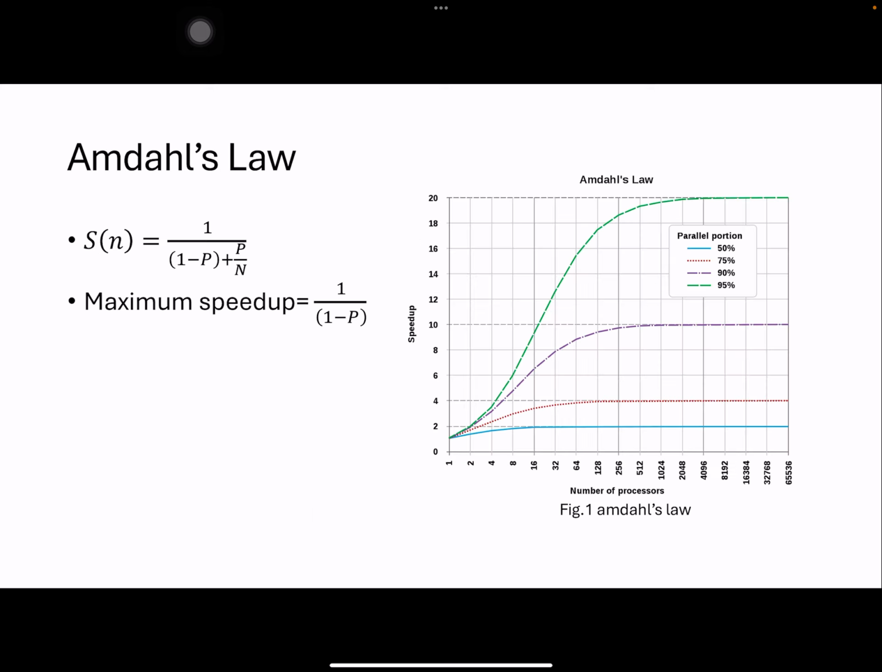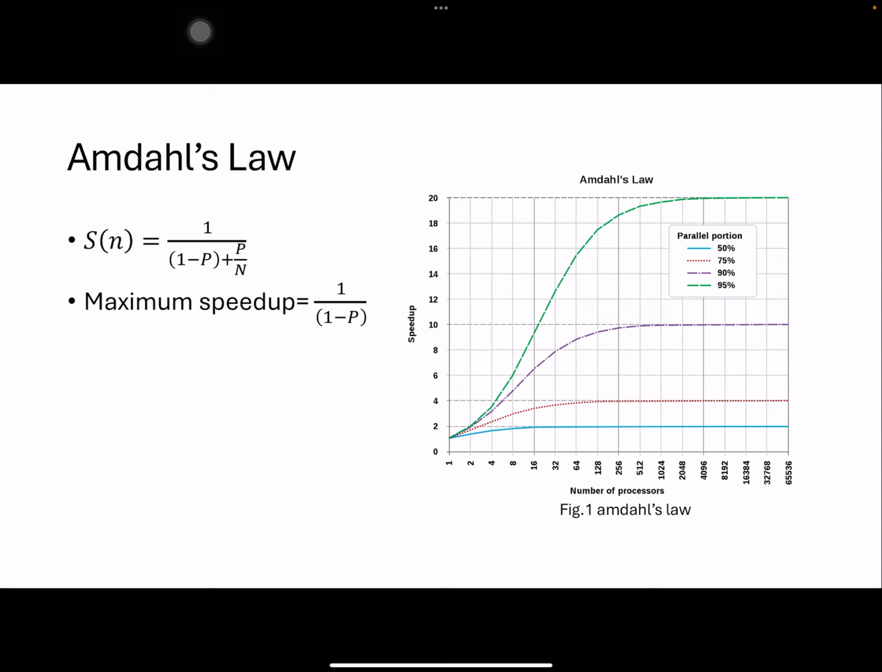Amdahl's law was proposed by a computer scientist in 1967. The fraction enhanced, as the name suggests, means partial improvement. For example, my program has a total of 100 lines of code. 50 of them can be calculated in parallel. Then these 50 lines of code are the fraction enhanced. The P in the formula is the proportion of parallel computing. N is the number of processors.